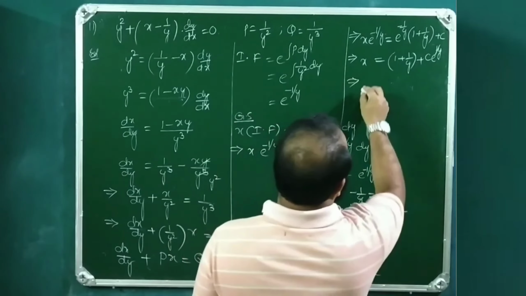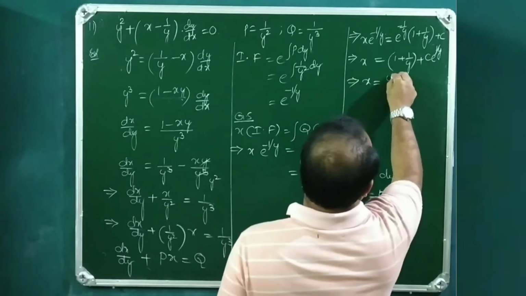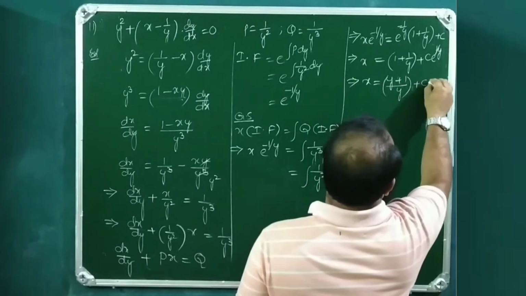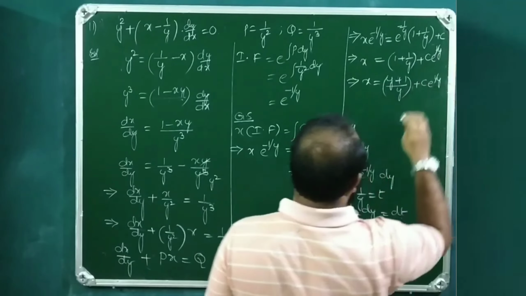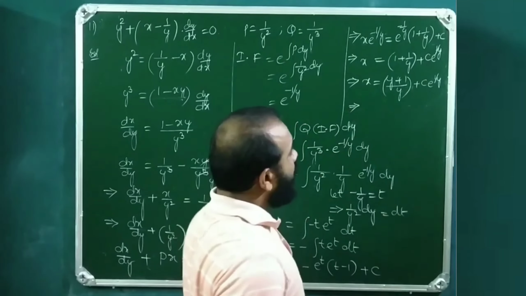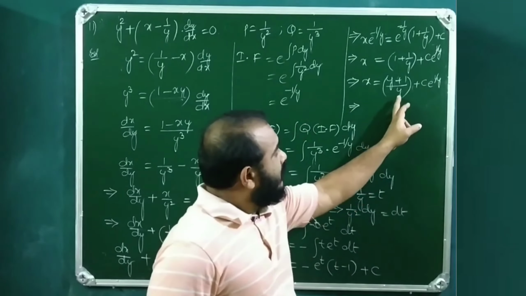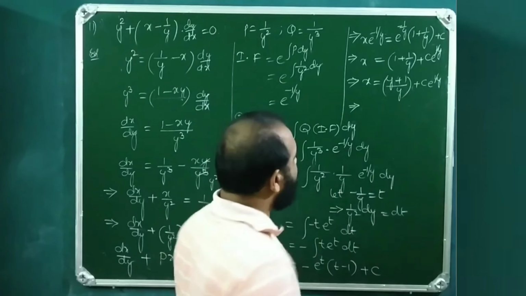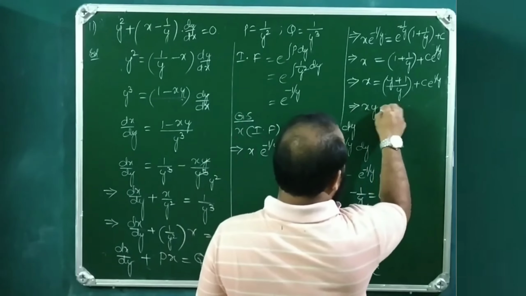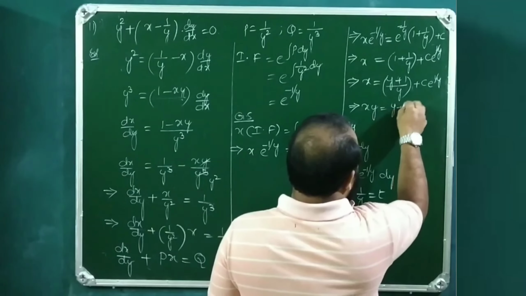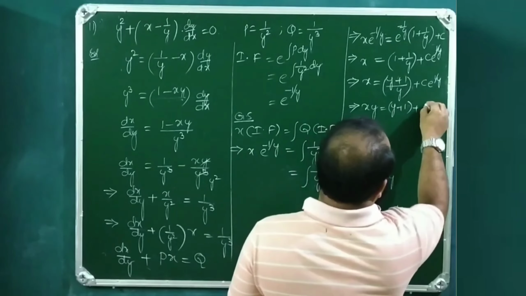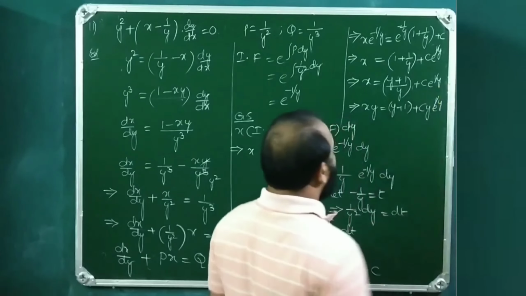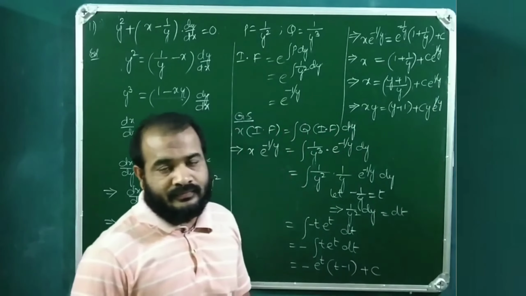This implies x equals 1 plus 1 by y plus c into e power 1 by y. Taking the LCM here, which is y, xy equals y plus 1 plus c y e power 1 by y, which is the required solution.